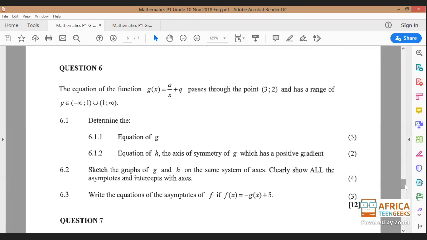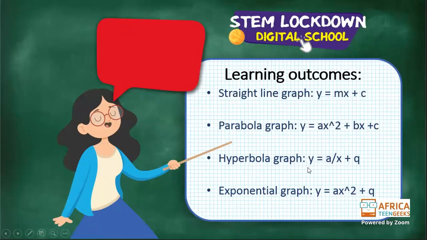Now, question 6, you are given a hyperbola. Can you see this is a hyperbola equation? If you go to your formulas, if you check here, you are given a hyperbola. Your hyperbola graph is y equals a over x plus q. So basically, this is a hyperbola graph, the one that we are supposed to do.